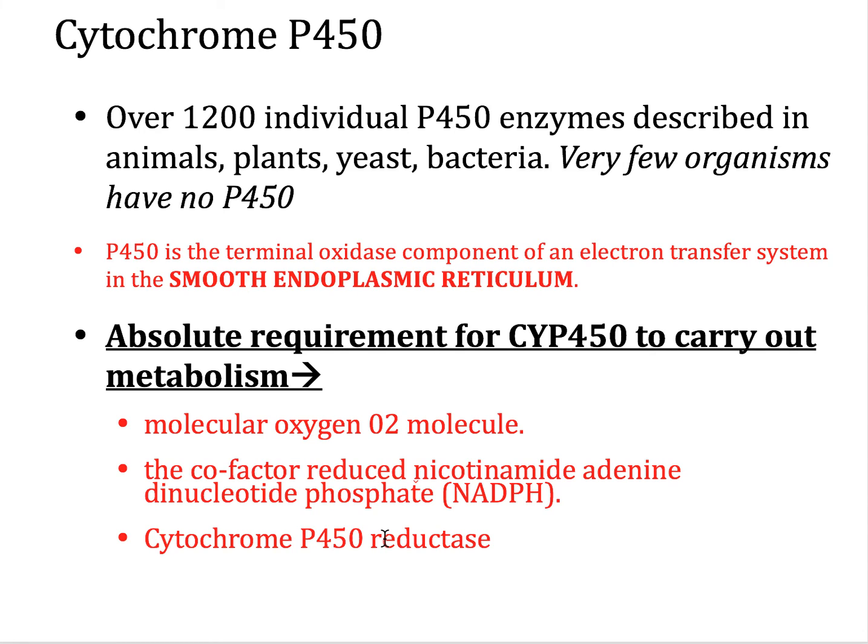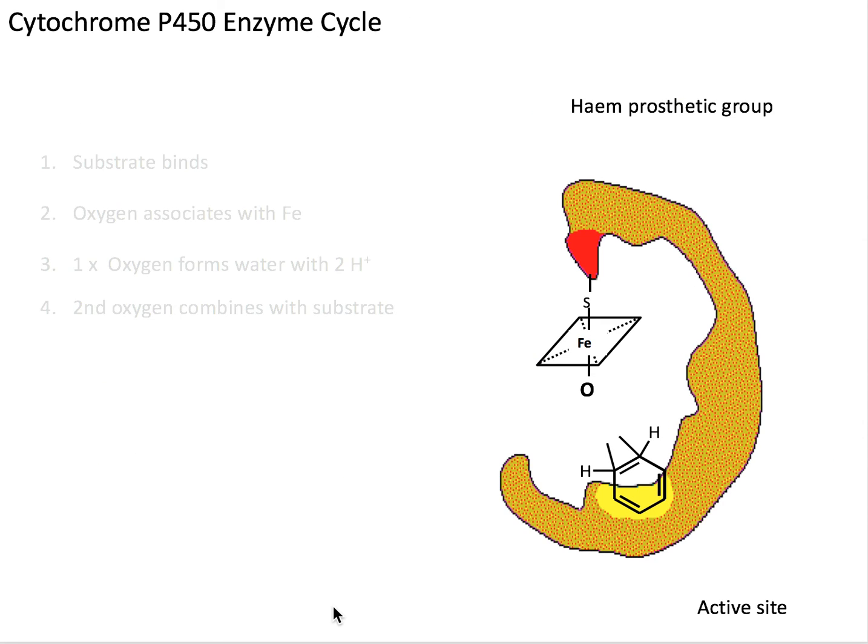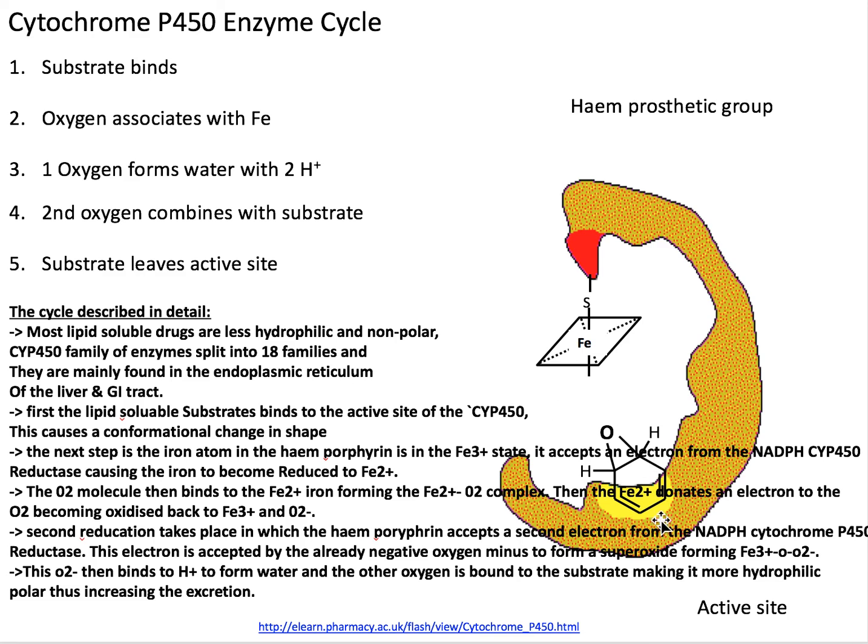The first one is molecular oxygen. You also need NADPH, which donates the electrons, and then cytochrome P450 reductase. So we know how it works. Initially the substrate binds, and the first reduction takes place, in which the cytochrome P450 reductase gives up an electron, causing the NADPH to become oxidized, and this causes the Fe3+ in the heme porphyrin to become Fe2+. Oxygen is then added to the compound, and the electron is given to the oxygen.